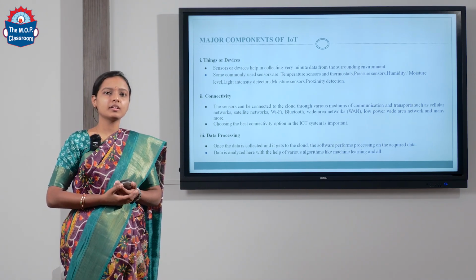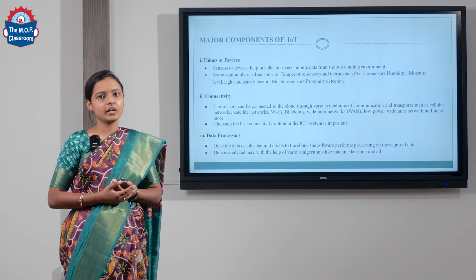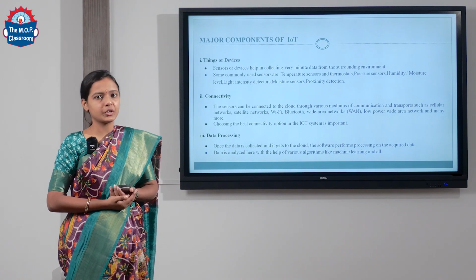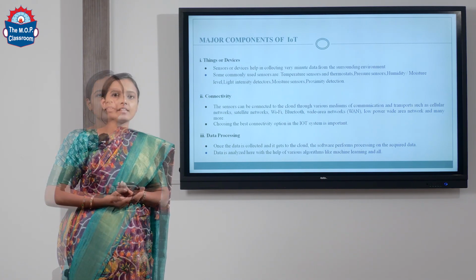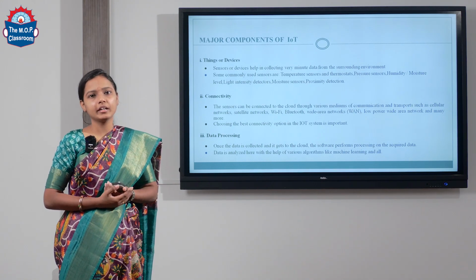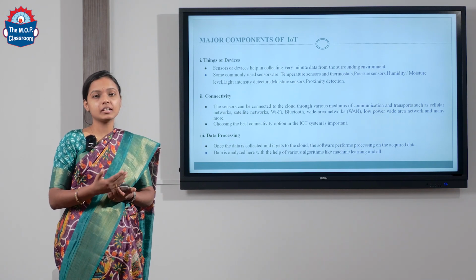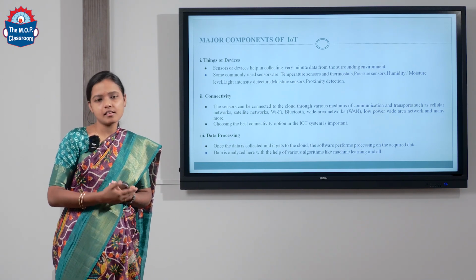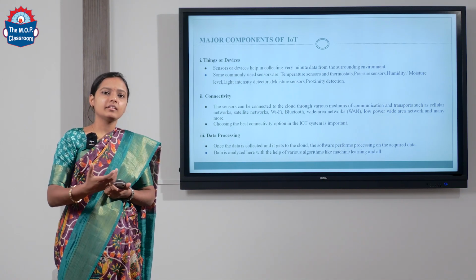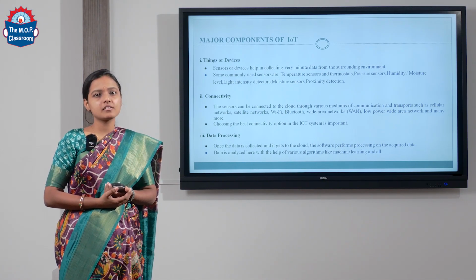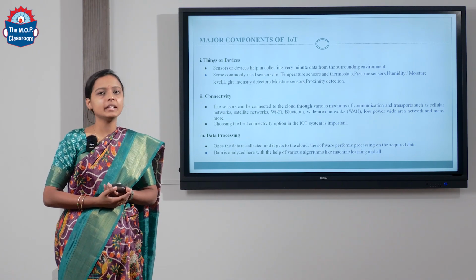So when we talk about the things or devices, the physical real-time objects, sensors, actuators, all those things come under this particular category which makes the fundamental blocks of the IoT. Sensors are used to collect very minute data from the surrounding environment. Based on the output of the sensor, it is classified into digital sensors and analog sensors. Analog sensors are those where the output will be in a continuous manner such as temperature sensors, and in case of digital sensors the output will be discrete.